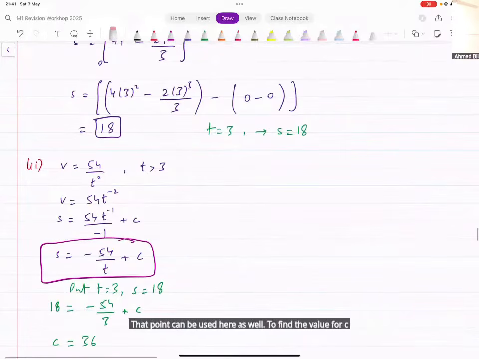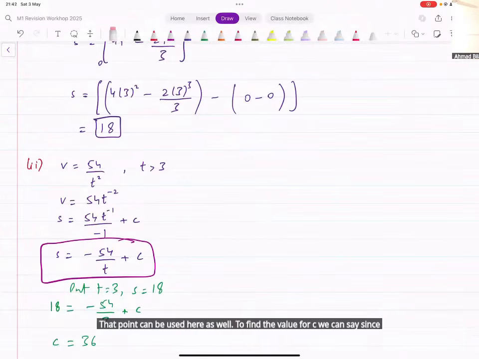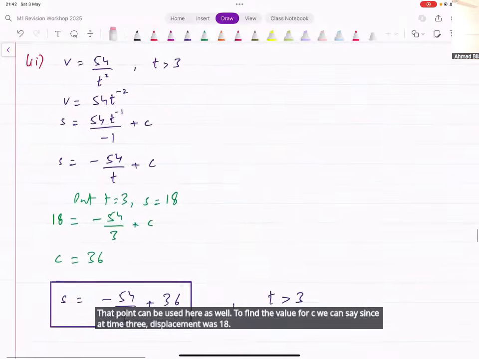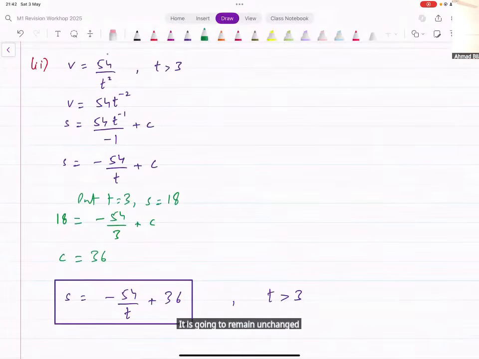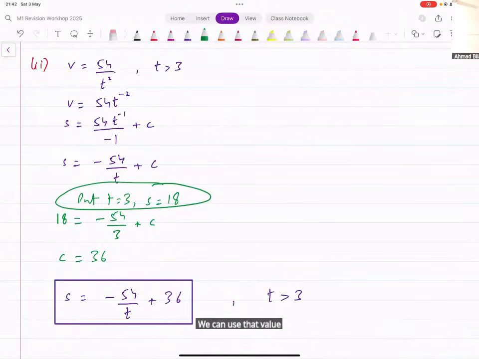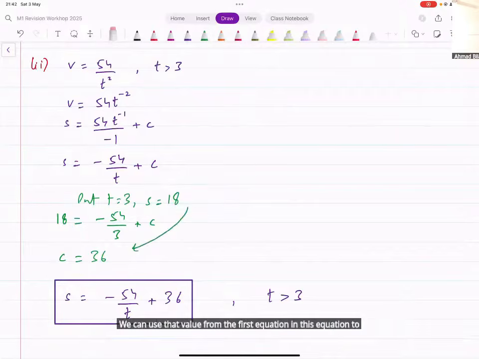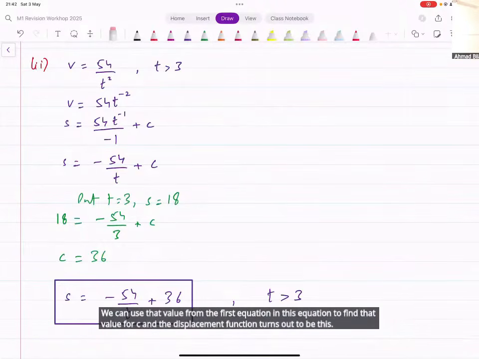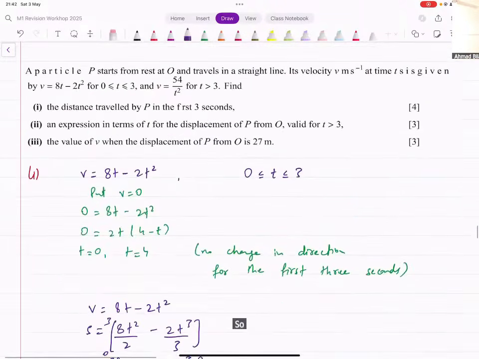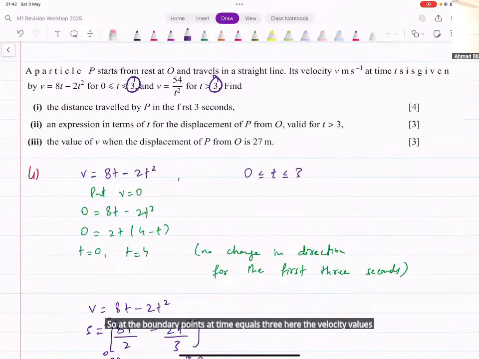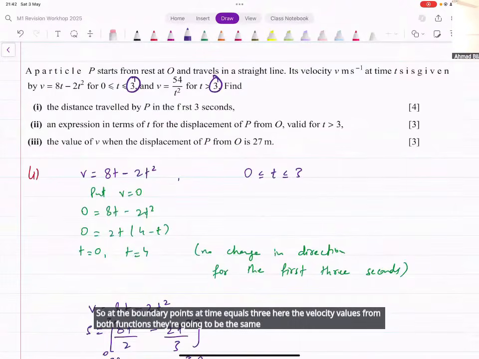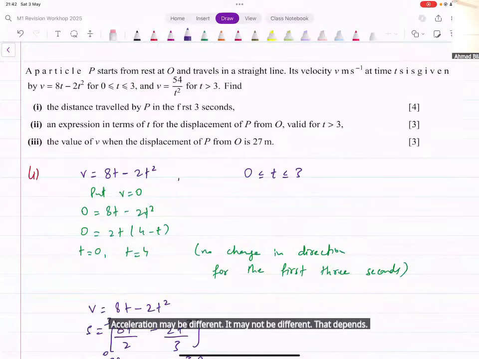We can say, since at time 3, displacement was 18, it is going to remain unchanged at time equals 3 for this equation as well. We can use that value from the first equation in this equation to find that value for c. And the displacement function turns out to be this. So at the boundary points at time equals 3 here, the velocity values from both functions are going to be the same, if there's no collision, and the displacement values are also going to be the same. Acceleration may be different. It may not be different. That depends. That can vary.